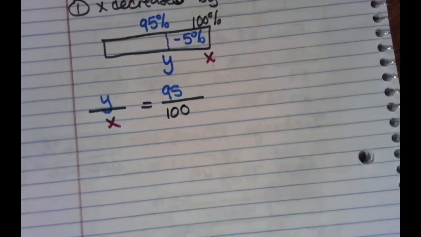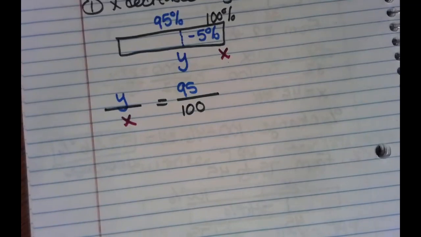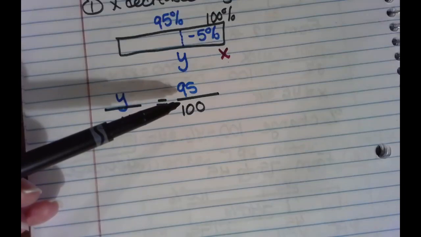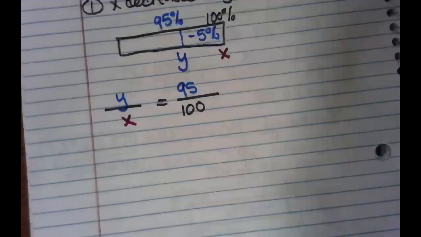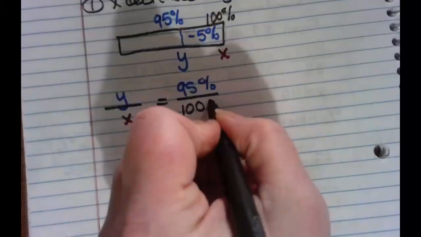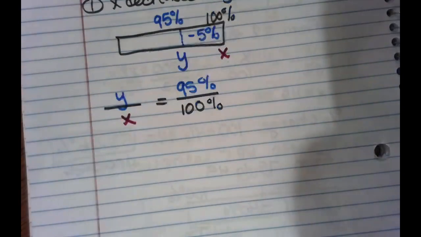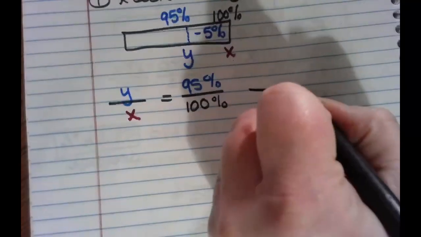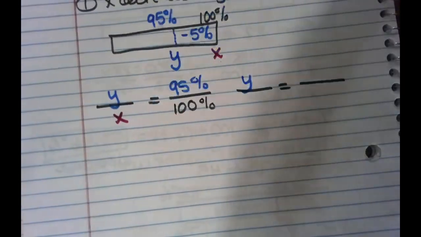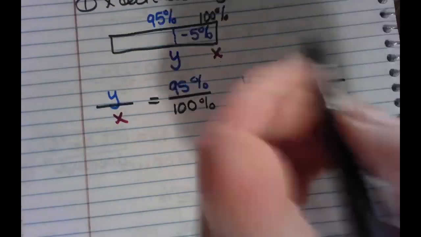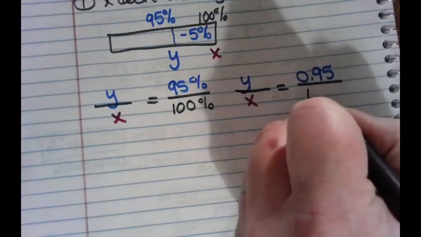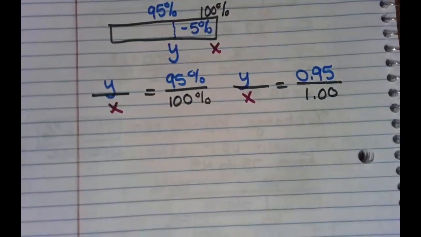But if we did this, our equation is going to look a little funny. It's not quite what we want. So instead of writing these as percents, we can write these as decimals, because remember, 95% is the same as 0.95 as a decimal. So I could just rewrite this whole thing as y over x equals, and in this case we're going to write it as a decimal, 0.95, and 100% as a decimal, you could think of it as 1.00, or really we can just think of it as 1.